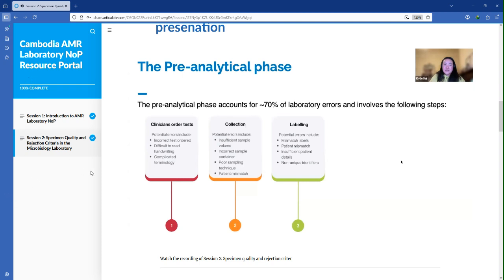So now we are looking at some markers for specimen quality. Let's look at sputum. How can we assess the quality of sputum that we receive? Sputums are most frequently obtained for lower respiratory tract infection diagnosis, and it's often difficult to determine whether something is a pathogen due to the high degree of colonization in this sample type.